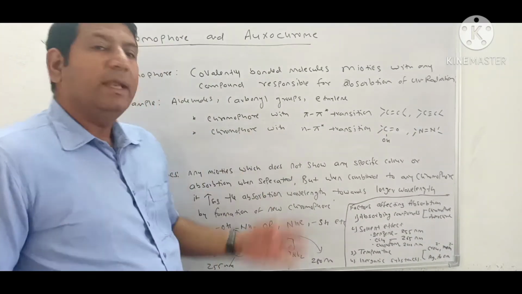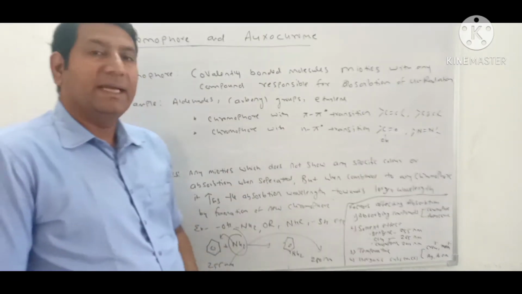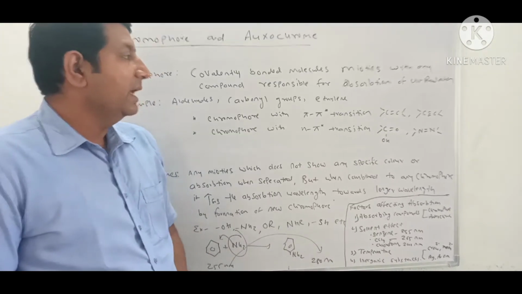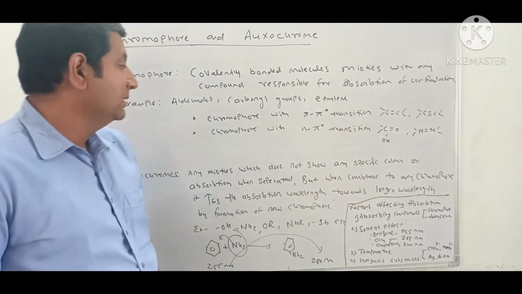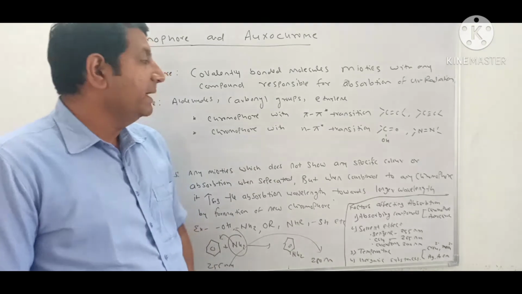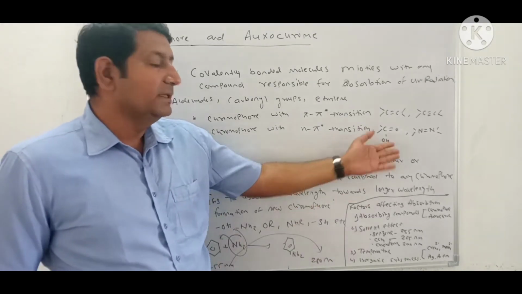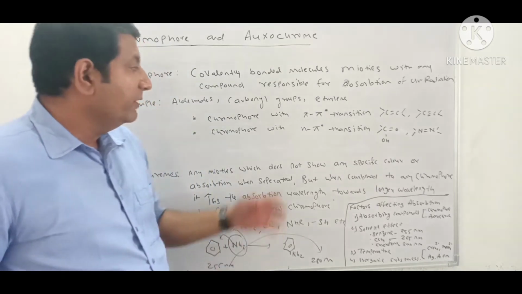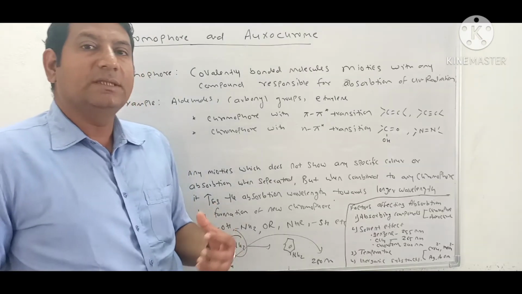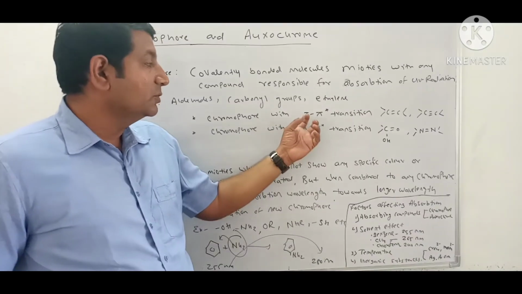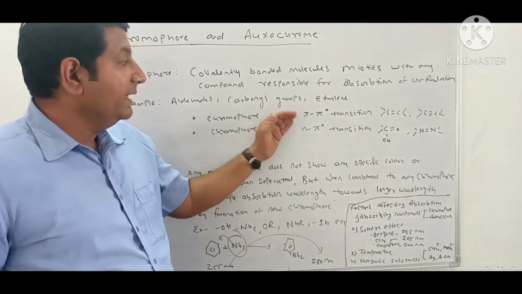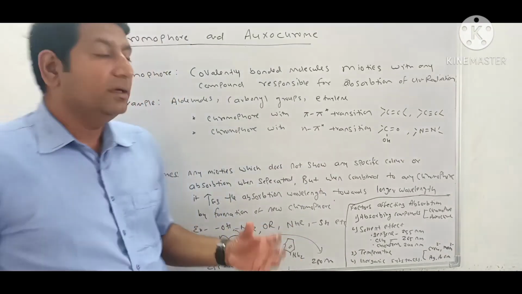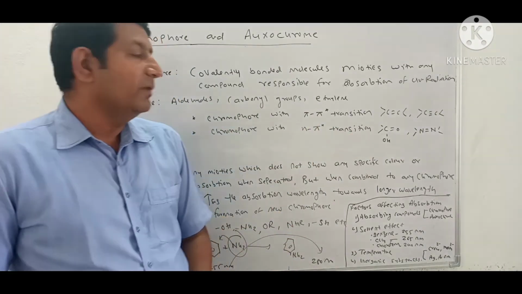We can classify chromophores into two major categories. Number one, chromophore with pi to pi star transition. Examples are alkenes and alkynes. And chromophore with n to pi star transition. Examples are acids and azo compounds. Chromophores which have the tendency to increase the lambda max of a compound and show transition from pi electrons to pi star electrons are type 1 chromophores, and examples are alkenes and alkynes.